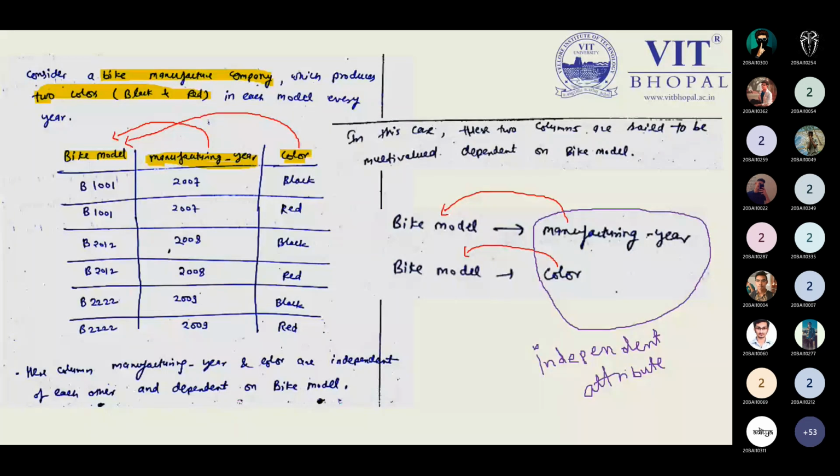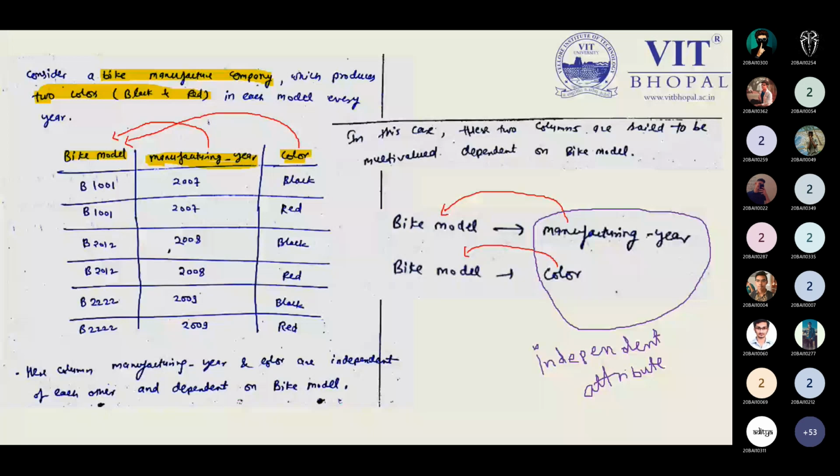Model to model we have a color. Suppose I'm choosing this model, one XYZ model, so it is running by this color only. So the color attribute depends on the bike model attribute. This is also known as multi-valued, because there is more than one independent variable. What are the independent ones? Manufacturing year. Manufacturing year and colors are not dependent on each other. So manufacturing year and colors are both attributes that depend on the bike model only. That is the only point you have to understand.